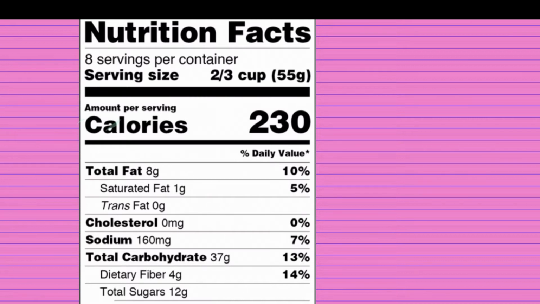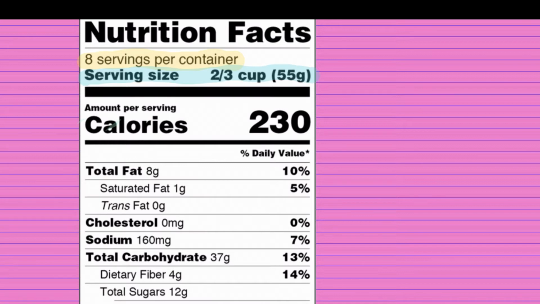The first one I want you to look at is at the top here. It'll tell you how many servings are in each container. So if it's a bag of chips or a box of cereal, which is what this looks like to me, then it will tell you that there are 8 servings in each box of cereal. The second target I want you to look at is right underneath, and that is the serving size.